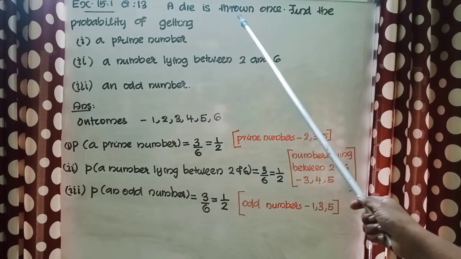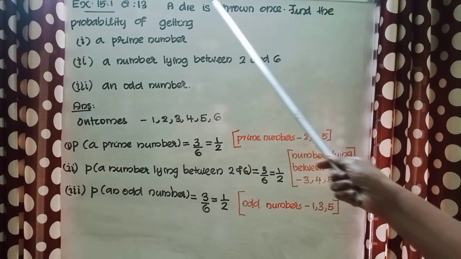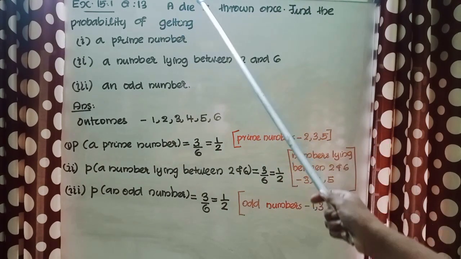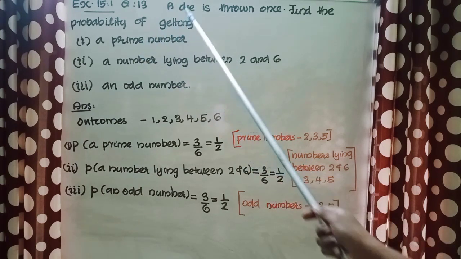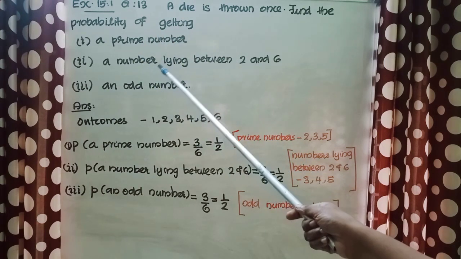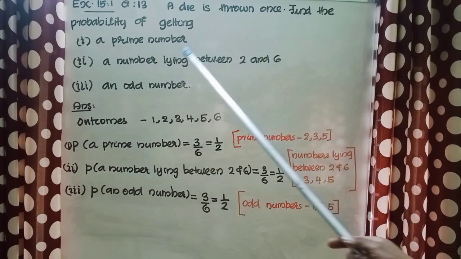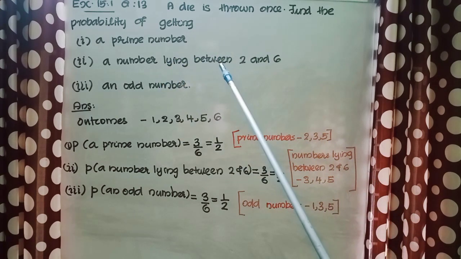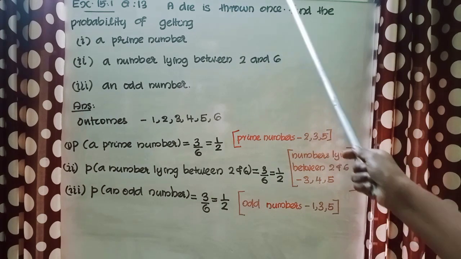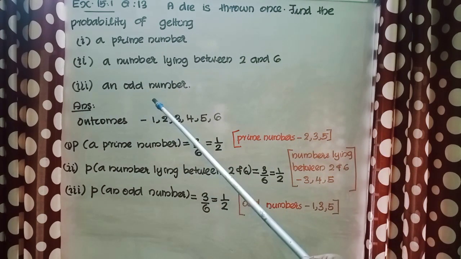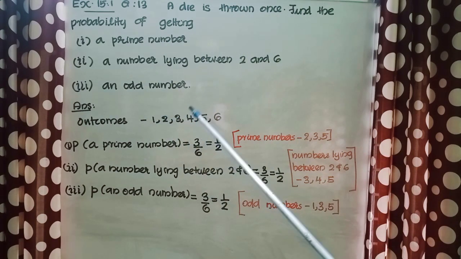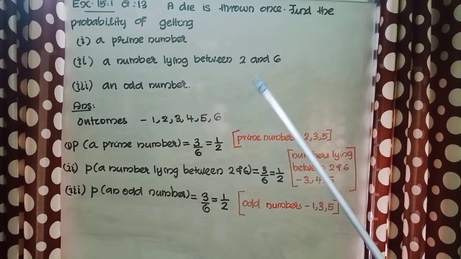A die is thrown once. Find the probability of getting, first question, a prime number. Second question, a number lying between 2 and 6. Third question, an odd number. Here a die is thrown once. So the outcomes are 1, 2, 3, 4, 5, 6.